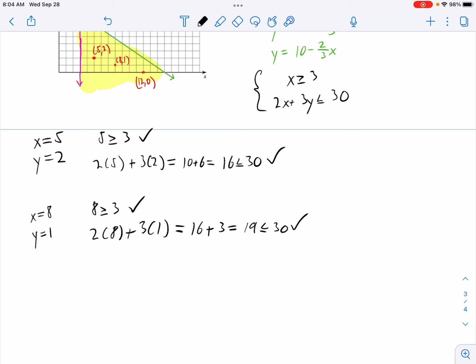And then let's check 12, 0. So that means x equals 12. Y equals 0, yeah, because screw chicken. Who likes chicken? No, I'm kidding. I love chicken. I love chicken. But sometimes you're just in the mood for red meat.